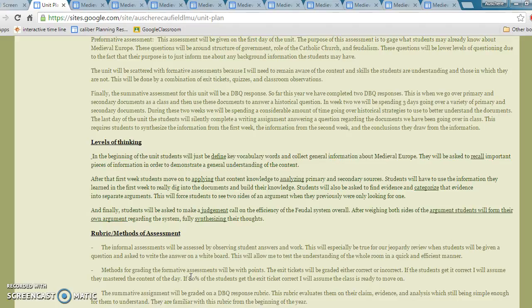Levels of thinking is very similar to levels of questioning. In the beginning, kids are just defining vocabulary words, collecting general information, being asked to recall pieces of information. In the next week, they're applying that information by analyzing primary sources, categorizing evidence into separate arguments, and finally, the students will be asked to make a judgment call or an argument regarding the system of feudalism.